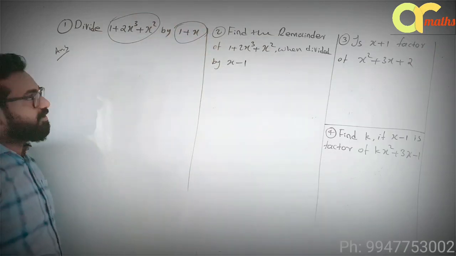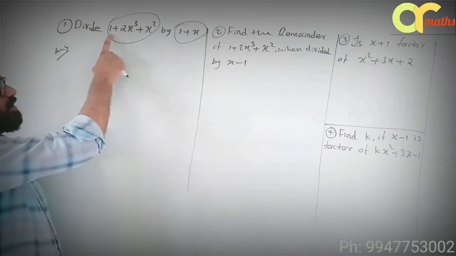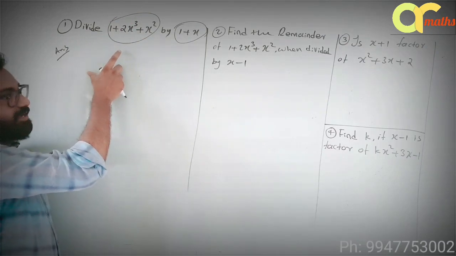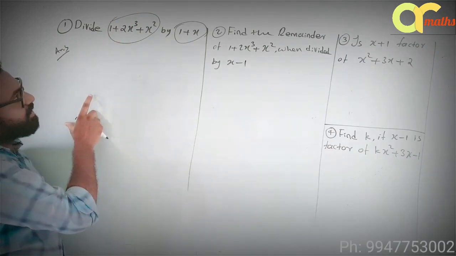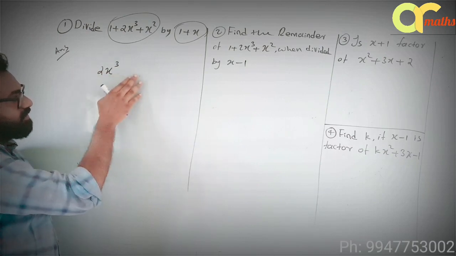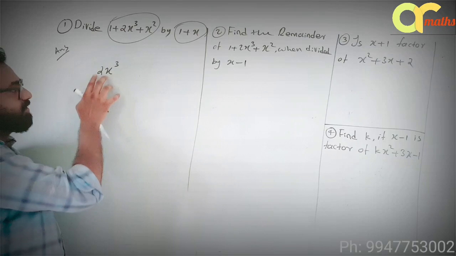What is my standard form? Standard form means the ordered pattern. So here 1 plus 2x cube plus x square. Write this equation in an ordered pattern. What is the highest power here? x cube. So 2x cube, then x square, then x. Next, last is the constant. So 2x cube.